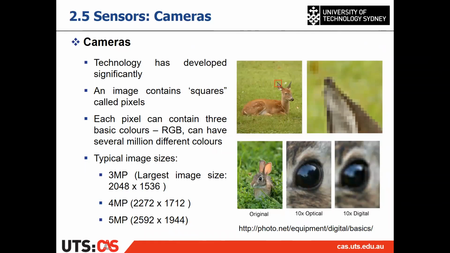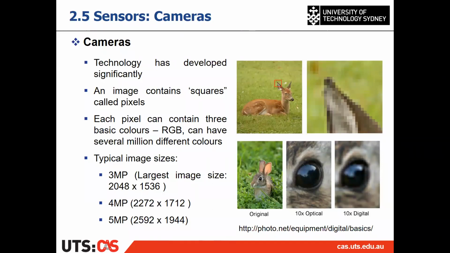Camera technology has developed significantly in the past couple of years. I remember when I was a kid, we always played with cameras, but with film. Now no one plays with film anymore; everything is digital. After we have digital cameras, we get digital images, which are different from film ones and much easier for us to use.